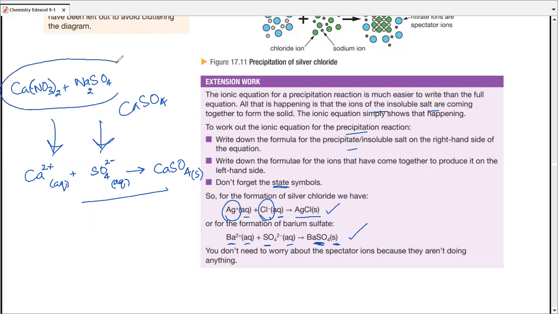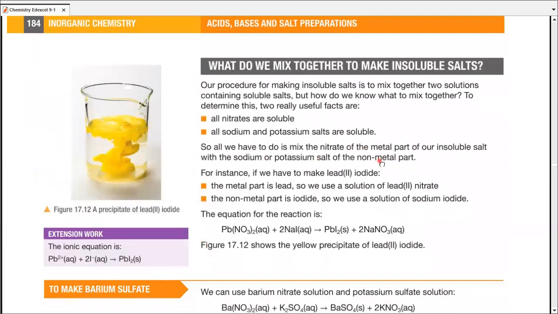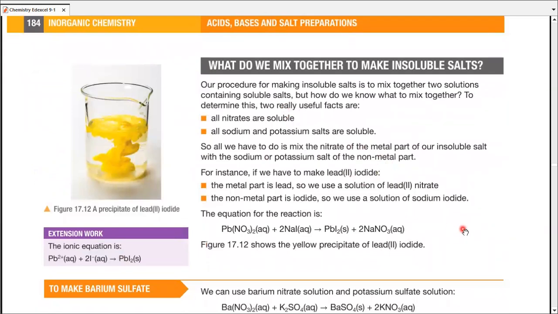Now, this comes as a question from students. Students ask, how would we know which two salts to combine? Now, don't worry, your book has it all covered. What do we mix together to form our insoluble salt? The million dollar question. Since all nitrates are soluble, let's say you're supposed to form this salt, and the negative ion is sulfate and the positive ion is this. Since all nitrates are soluble, make sure for this positive ion you take its nitrate salt. So always go for calcium nitrate.